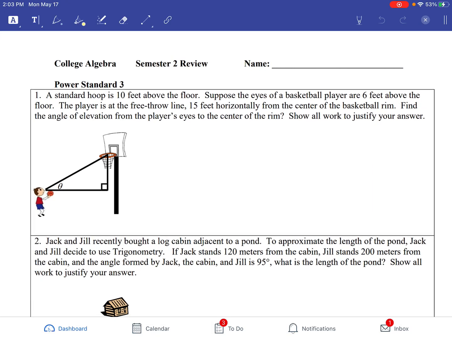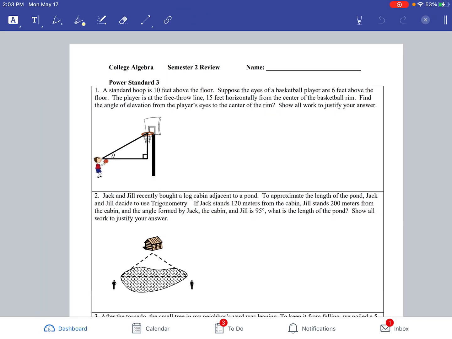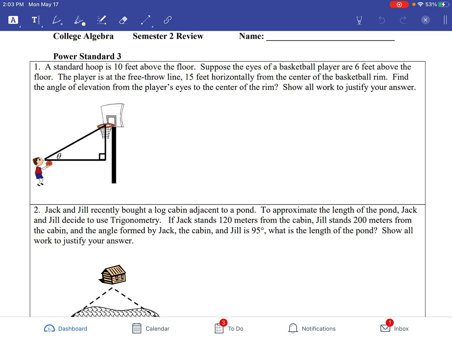So there is the standard 3 review sheet for the master exam. These are the same problems that we had for Power Standard 1, but now we just have to actually put them together. So if we're drawing this out, standard hoop is 10 feet above the floor.